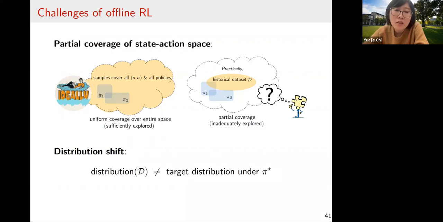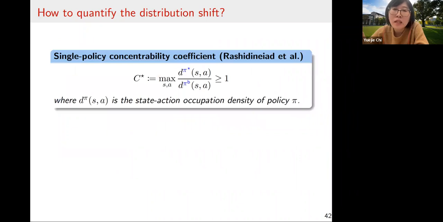And in order to capture this sort of distribution mismatch, people have proposed the so-called single policy concentrability coefficient, which tries to measure essentially the distribution difference between the optimal policy pi star and the behavior policy pi b. And the way they measure this is using the so-called state-action occupation density, which looks at essentially how well these policies are covering the entire state-action space.